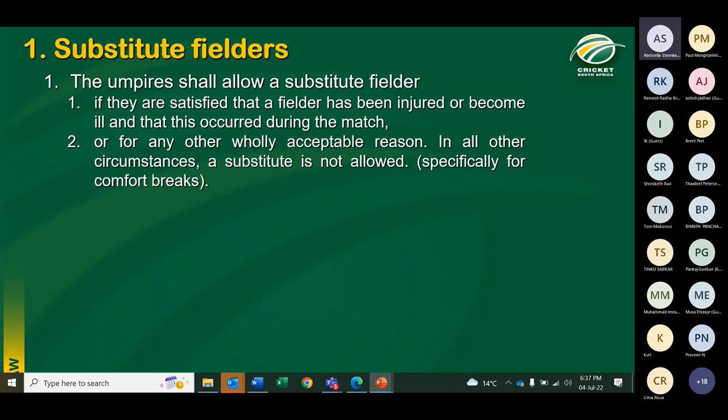Let's say we play four-day cricket, so starting on Thursday, Friday, Saturday, and Sunday. Sometimes they do write exams on a Saturday from, let's say, 8 till 12. That is an example of a wholly acceptable reason where the fielder is not able to take the field. Where the game usually starts at 10 o'clock, he'll probably only get to the field around 12:30 or 1 o'clock. But the reason why he's not on the field of play is because he wrote the exam in the morning. That is just an example of a wholly acceptable reason.